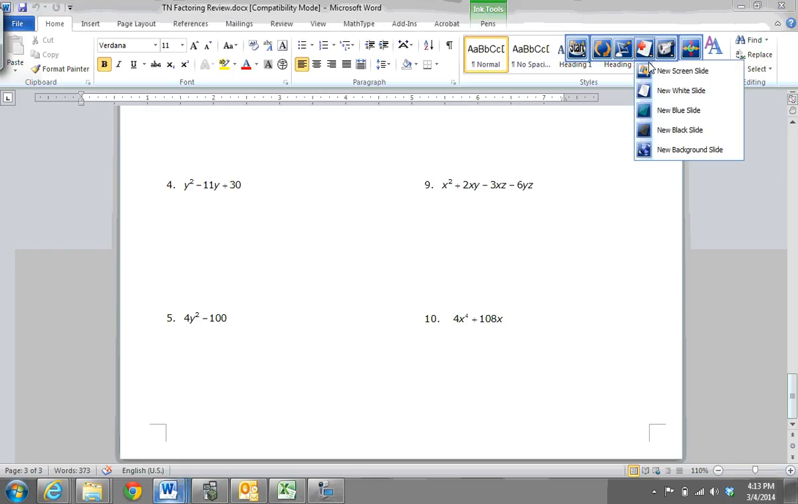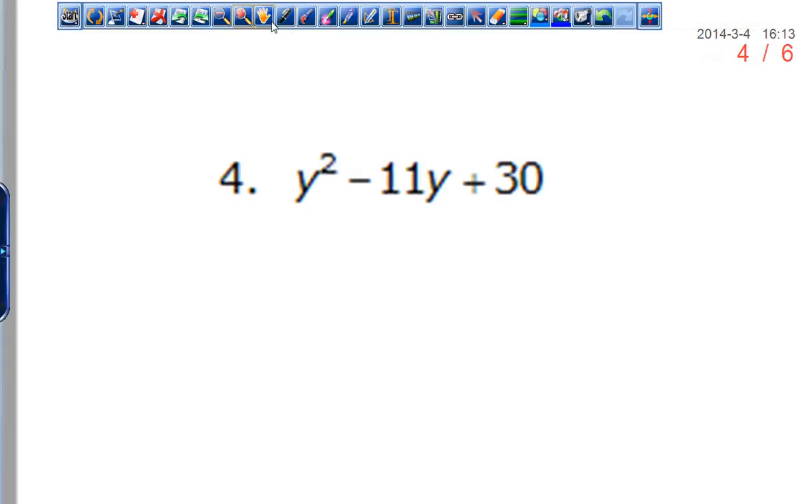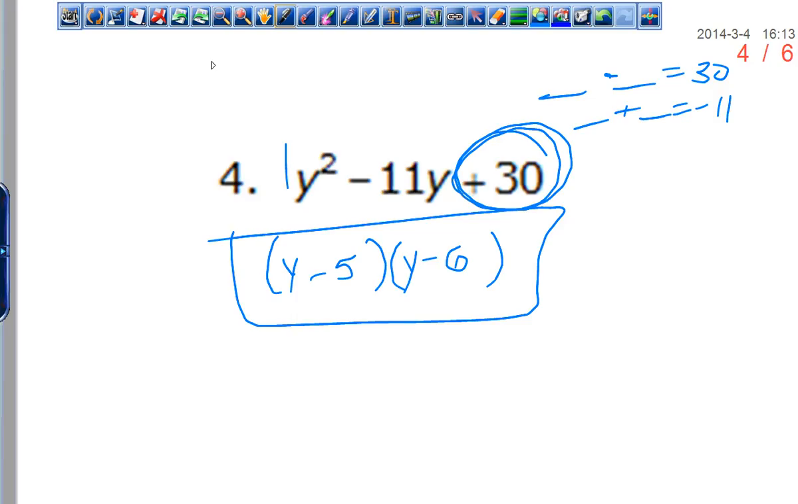Number 4 is the same idea. I can't take anything out. A is 1, so it automatically jumps to, instead of x times x, now I have y times y. Then what times what makes positive 30, but also adds up to negative 11? Negative 5 and negative 6.